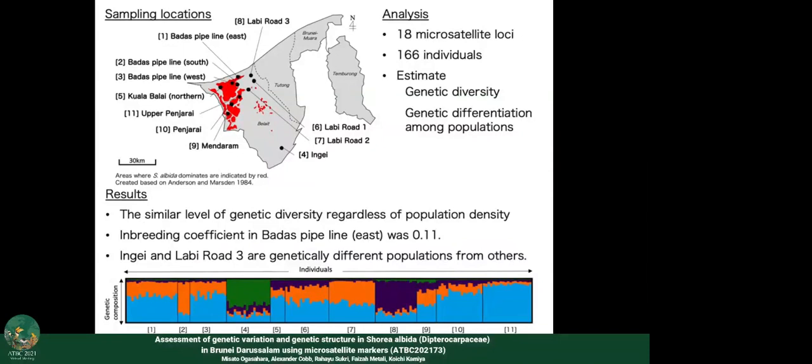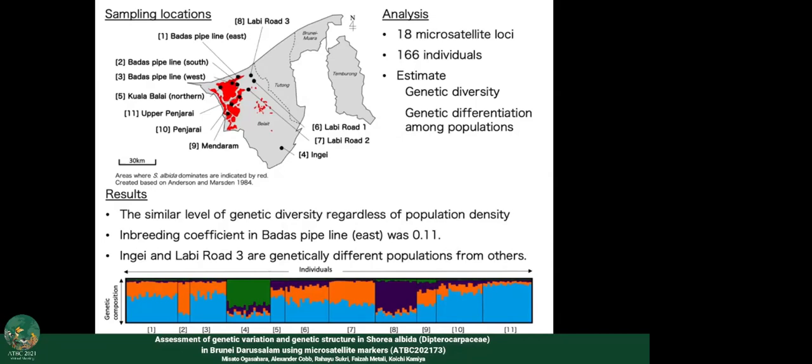We collected samples from 11 locations in Belait District, Brunei. The 11 sampling locations are indicated by black circles on the upper figure. We genotyped 18 microsatellites for 166 individuals of Shorea albida. This data was used to estimate genetic diversity and differentiation among populations. We summarize the result in three points.